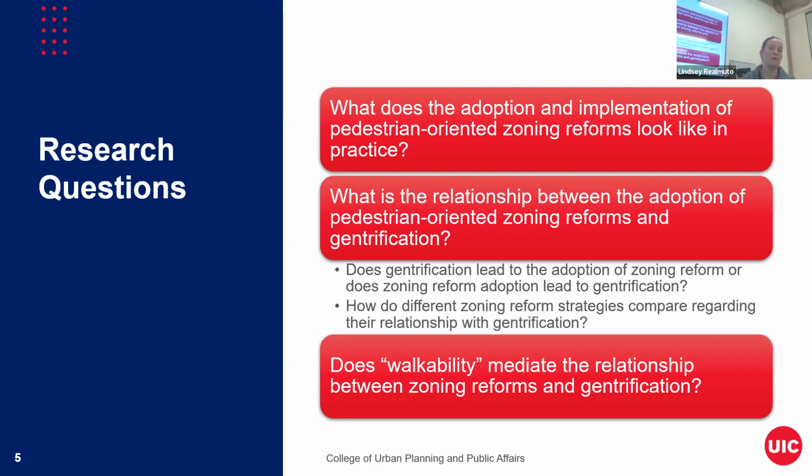And then also, these different strategies do look different within the zoning code. They share a lot of similar characteristics, but they can be quite different. So I'm also exploring how they compare to one another. And then lastly, I'm really interested in this idea of walkability because the goal of these, or so they say, is to really promote a more pedestrian-oriented environment. And so I'm curious to see, is walkability itself potentially mediating these relationships if they exist? Like, is walkability really the reason that neighborhoods are changing? So I'm planning on exploring that as well.